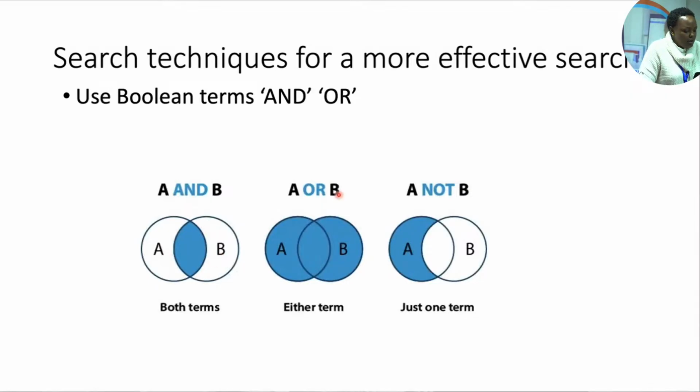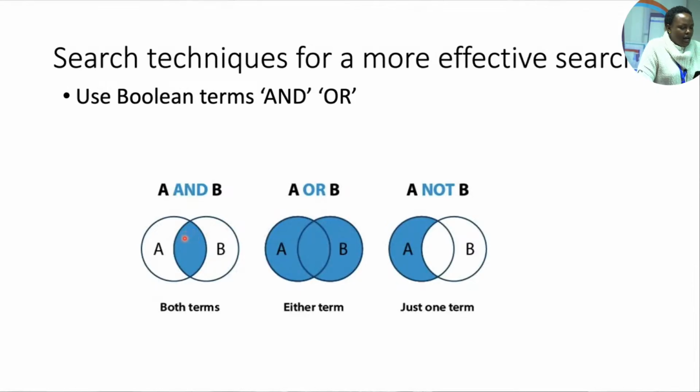So, and, or. So if we say and, A and B, we're taking everything here and everything here. Agreed? But, no, sorry. A and B, we are taking?